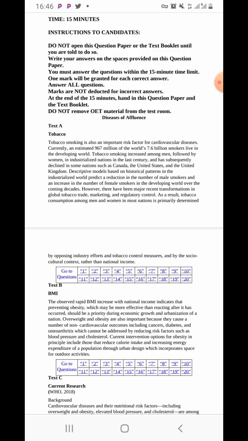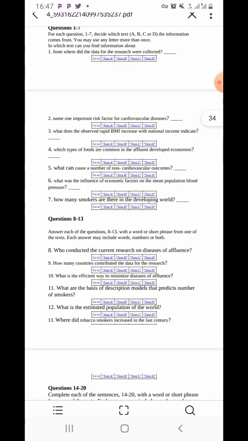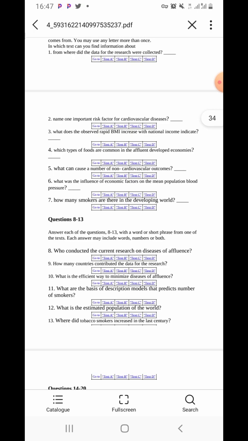So if we are to scan now, let's choose tobacco first. Tobacco smoking is an important risk factor for cardiovascular disease. You can even see it is in the first line. So that's your answer, and the second question is done. That's text A. Just put your A there, nice and slow. Thank you. Then: what does the observed rapid BMI increase with national income indicate?